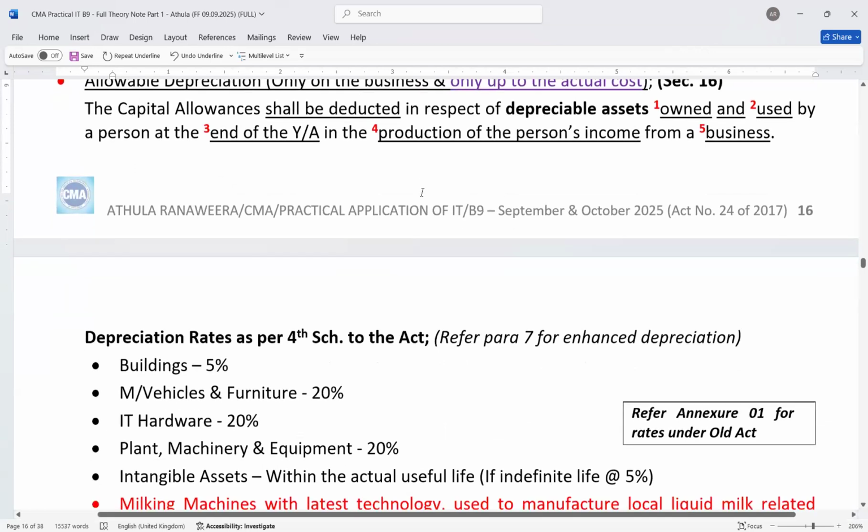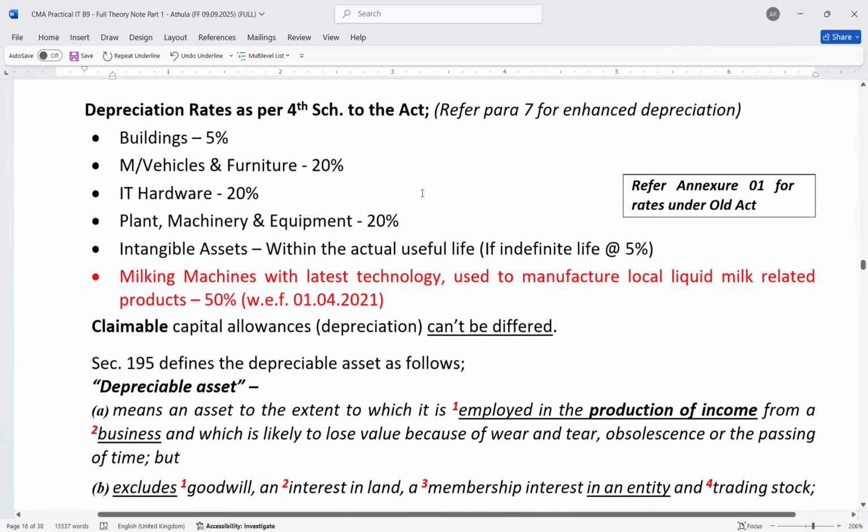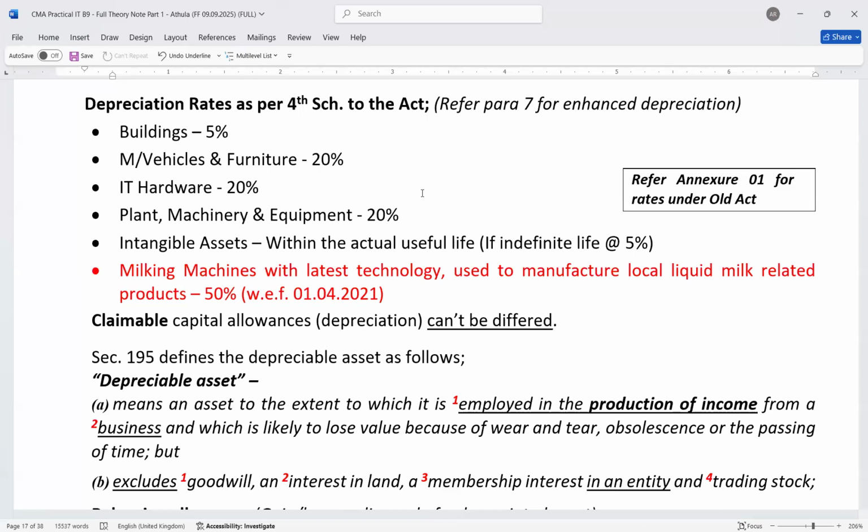The rates are given in the law. It says depreciation rates are in the 4th schedule to the Act. As per the fourth schedule, the rates are like this. Buildings at 5%, motor vehicles and furniture at 20%, IT hardware at 20%, plant machinery and equipment at 20%. For intangible assets, we have to depreciate within the actual useful time. But if we don't know the useful time, then we have to depreciate at 5% per year.